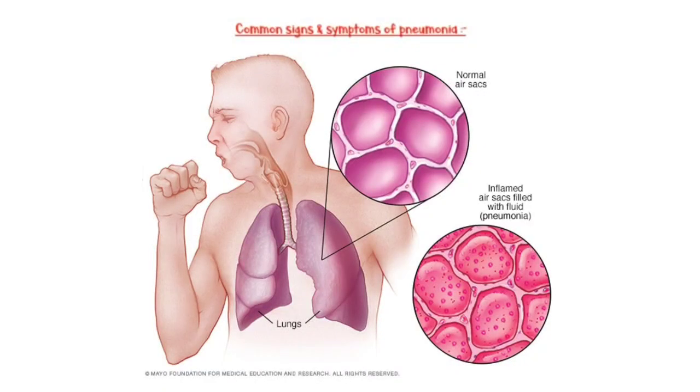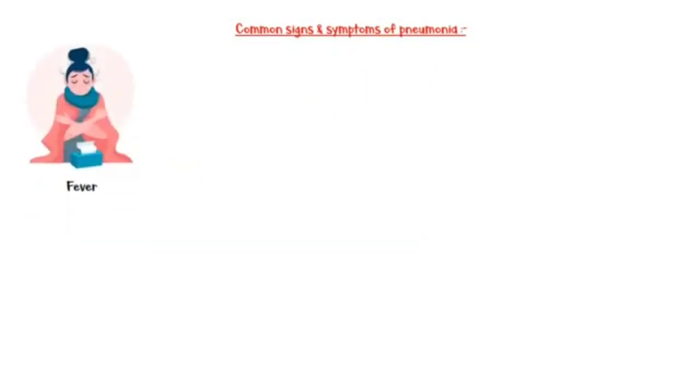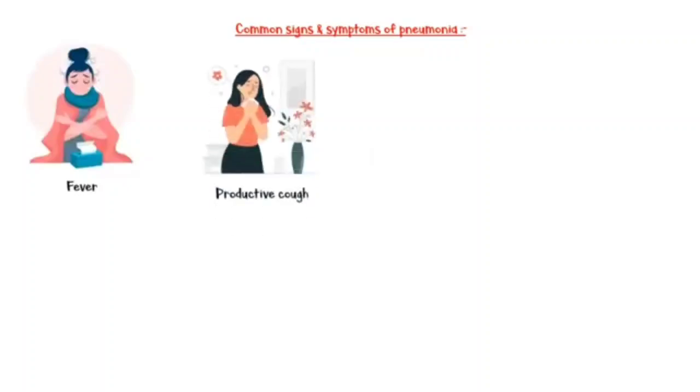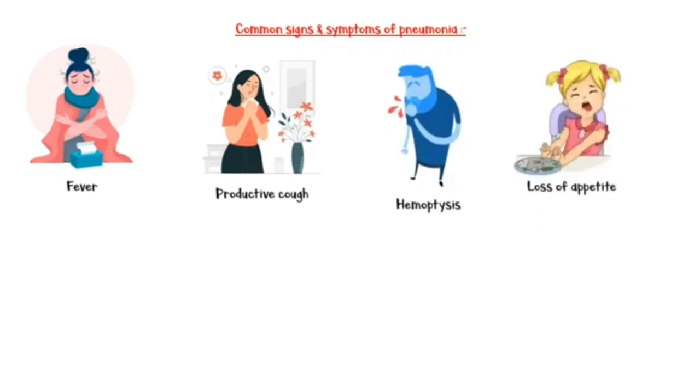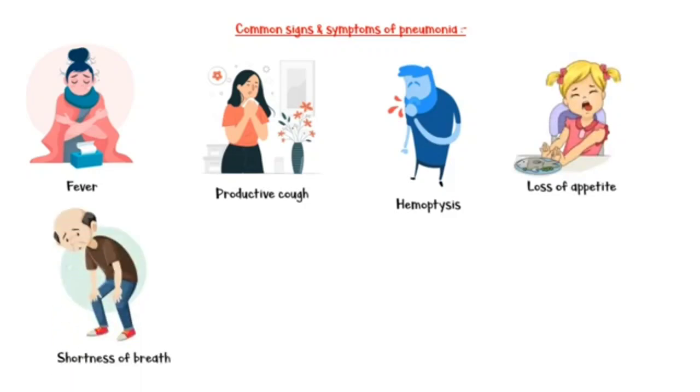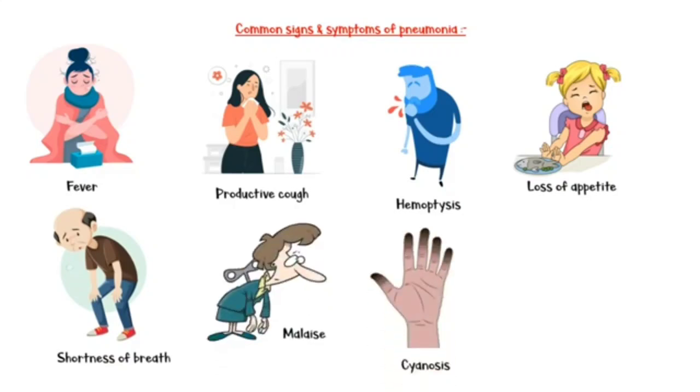Common signs and symptoms of pneumonia include the following: fever, with or without chills and rigors. Productive cough with white or purulent sputum. Coughing up blood, also known as hemoptysis. Loss of appetite due to increased inflammatory mediators. Shortness of breath due to impaired oxygen exchange. Malaise. Cyanosis. Confusion.